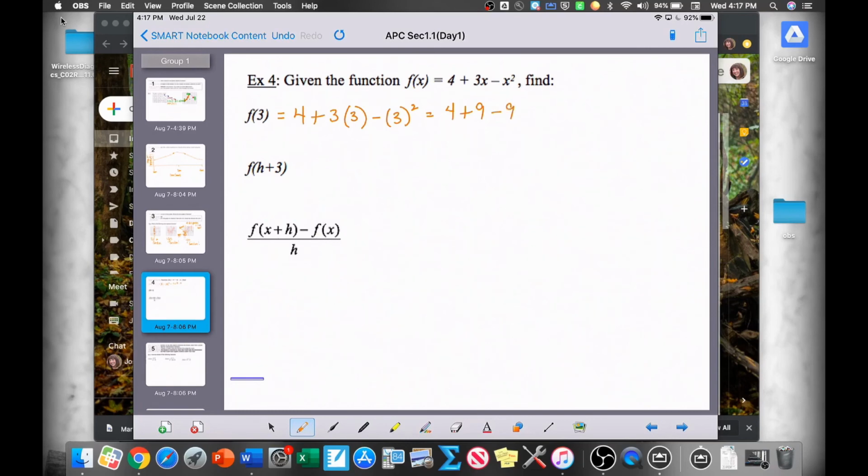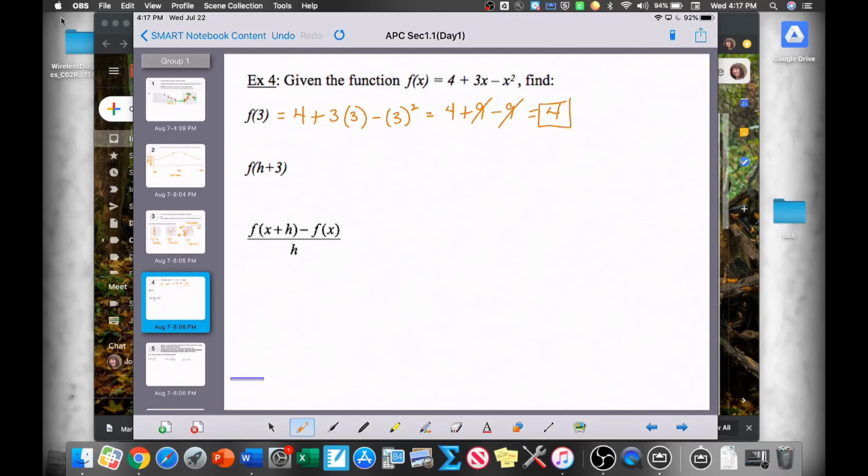Well, when we add from left to right, 4 plus 9 is 13, and then 13 minus 9 gives us back 4. Or you could have just said, hey, those two guys cancel out, and we end up with a value of 4. So that means that f of 3 is 4. Another way to think about this is there is an ordered pair on our graph that is (3, 4).